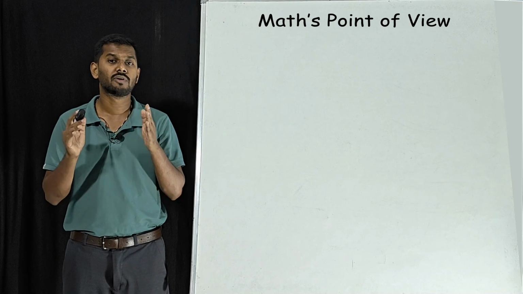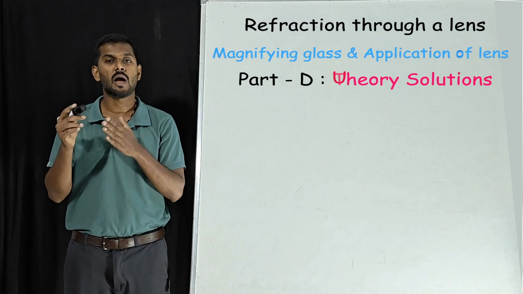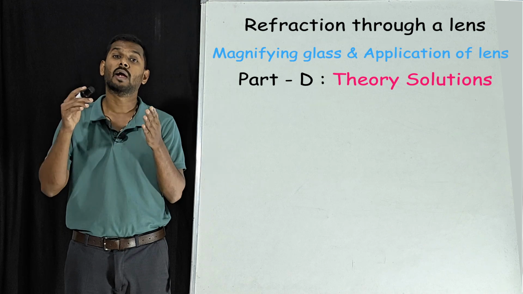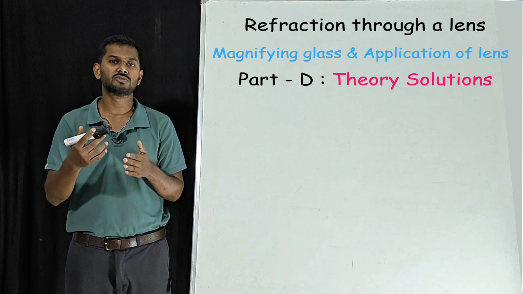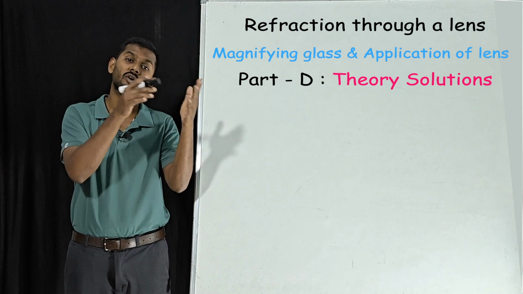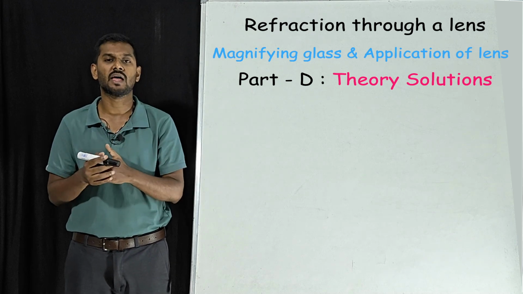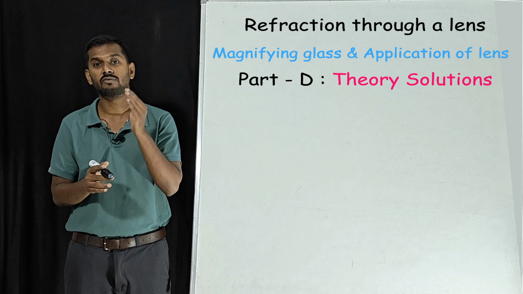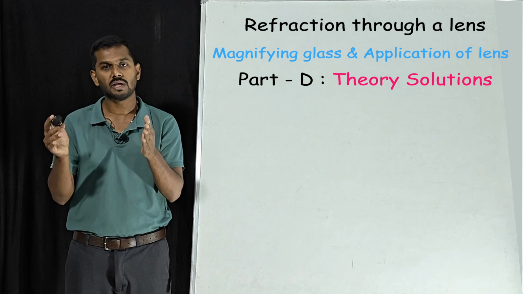Today we are going to solve each and every theory question from the chapter Magnifying Glass and Application of Lenses. This is part D of Refraction through Lens. So in this video we are going to solve the theory questions, right? Before watching this video, watch the concept video. Then only we will understand the questions as well as the answer, or else a few words will definitely confuse you. Without wasting any time, we'll start with our first question.